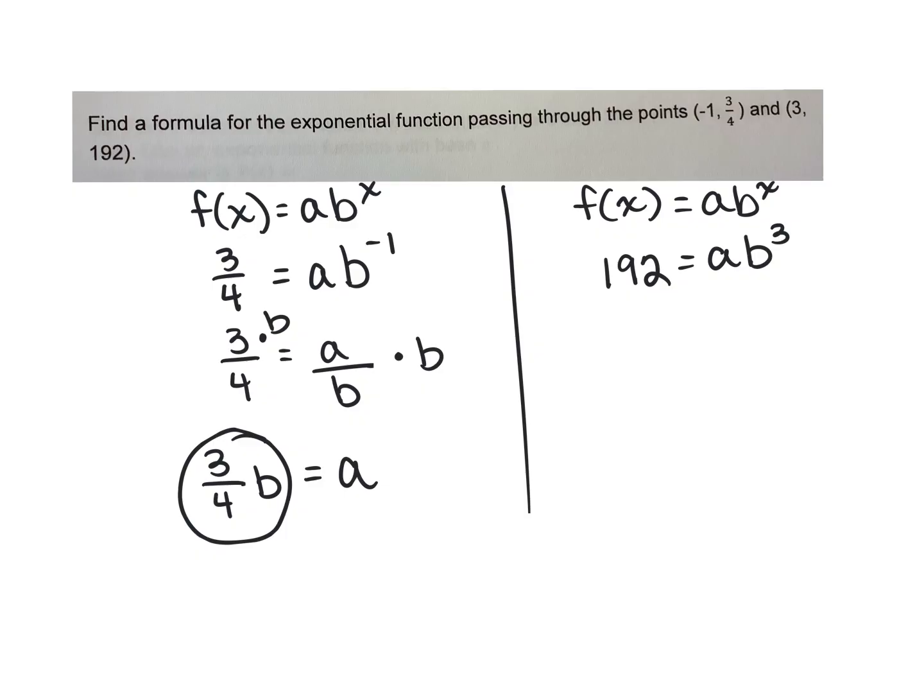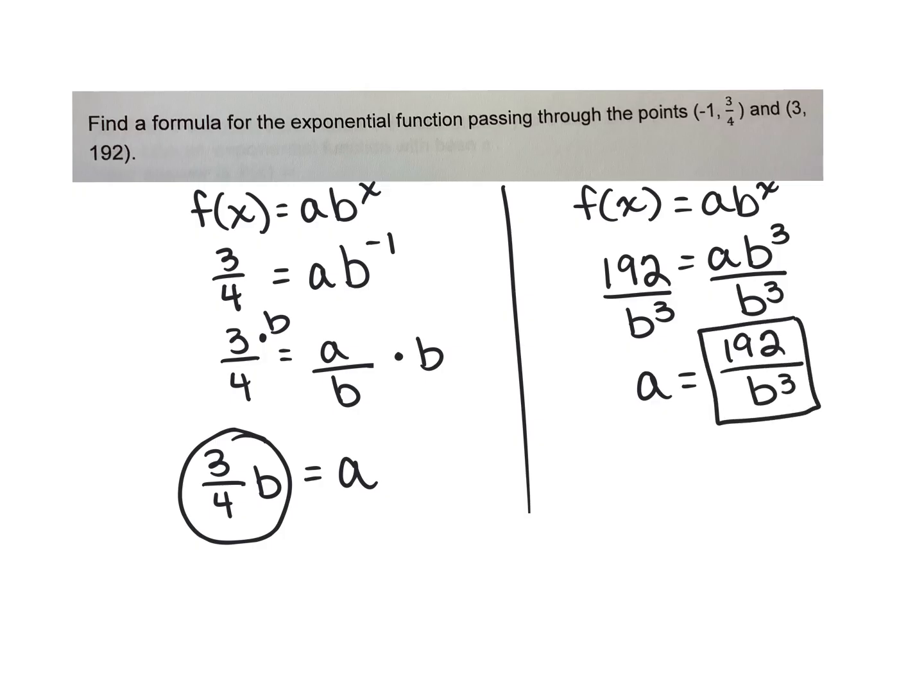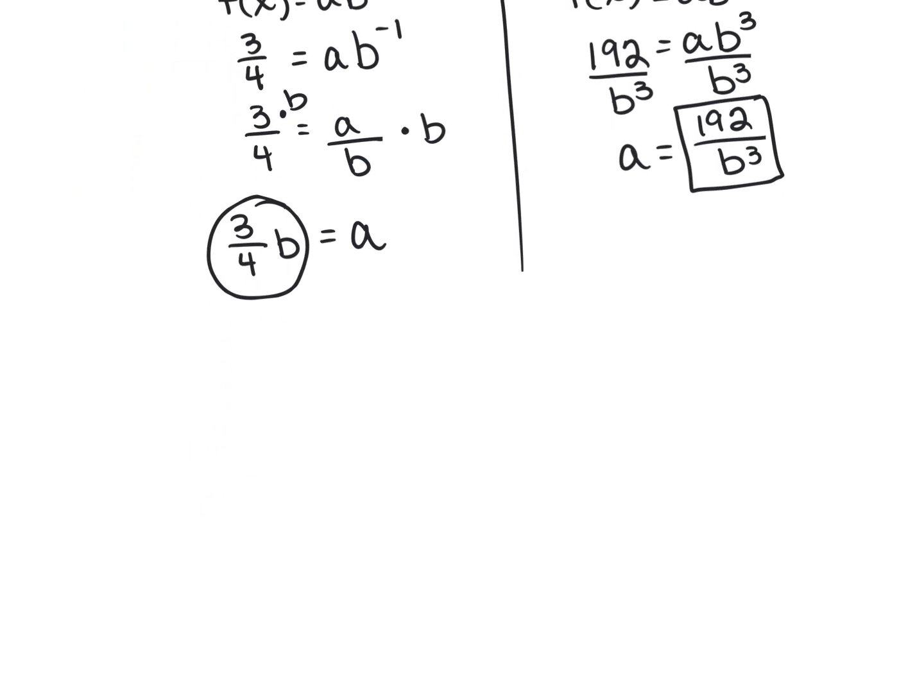Now I'm going to go to the other side. On this side, I just have a times b cubed. So in order to solve that for a, I'm going to divide by b cubed. So we have that a is equal to the number 192, and I'm going to divide that by b cubed. I'm going to block that off. Now, I have two things that a has to be equal to, so what we do is set them equal to each other. So I have 3/4 b is equal to 192 over b cubed.